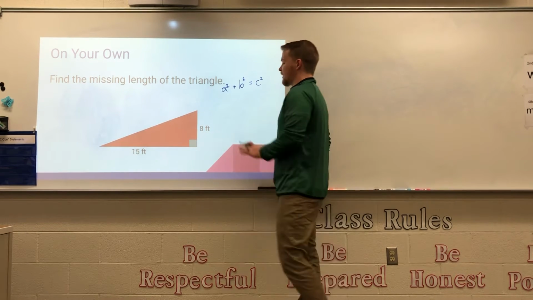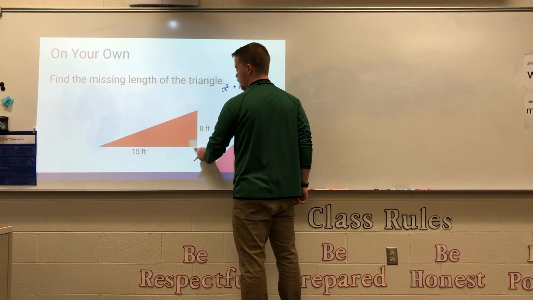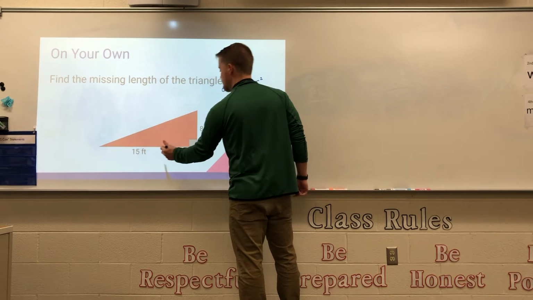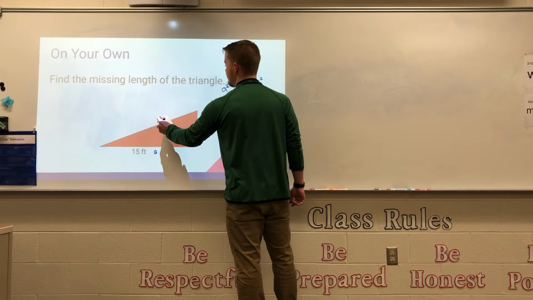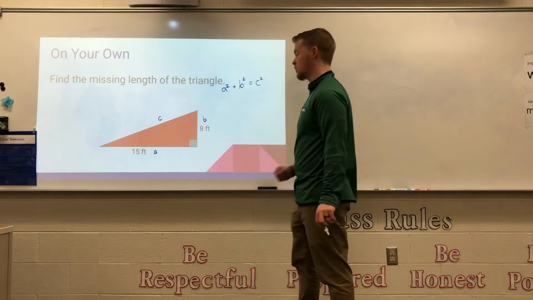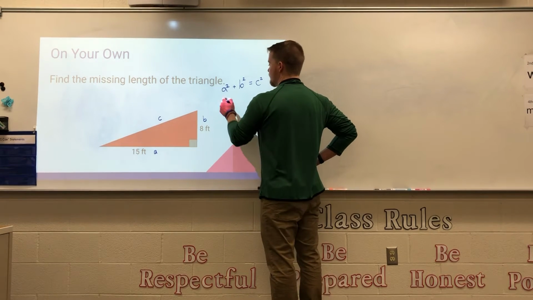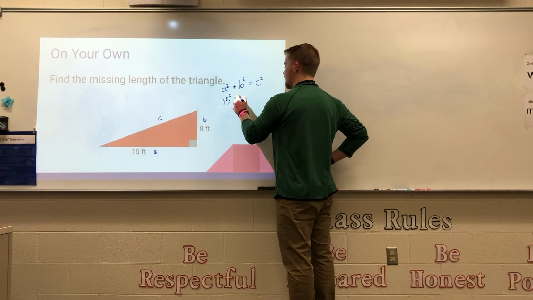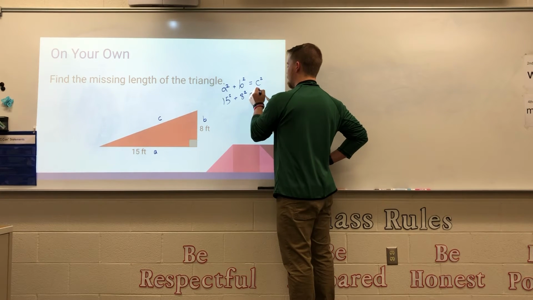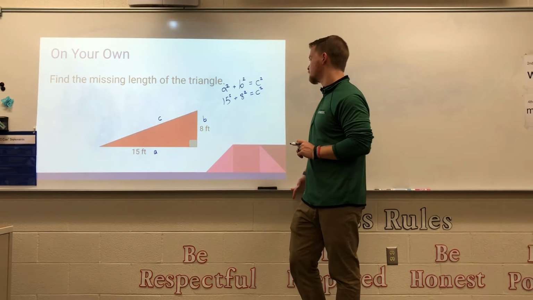So again, we have to think about what we're given. Here's our right angle. The two sides connected to that right angle are right here. Those are my A and B. So that's my A, that's my B. That means the missing side we're trying to find is C again. So we're going to do the same thing. I'm going to plug in for A and B. 15 goes in for A, and it's squared, plus 8 goes in for B, and it's squared, equals C squared, because we don't know what C is yet, so we leave that as C.